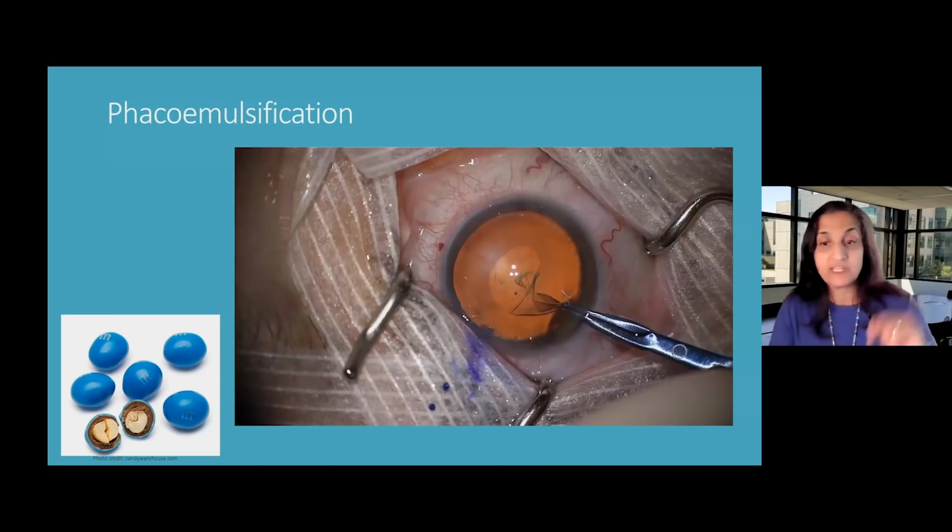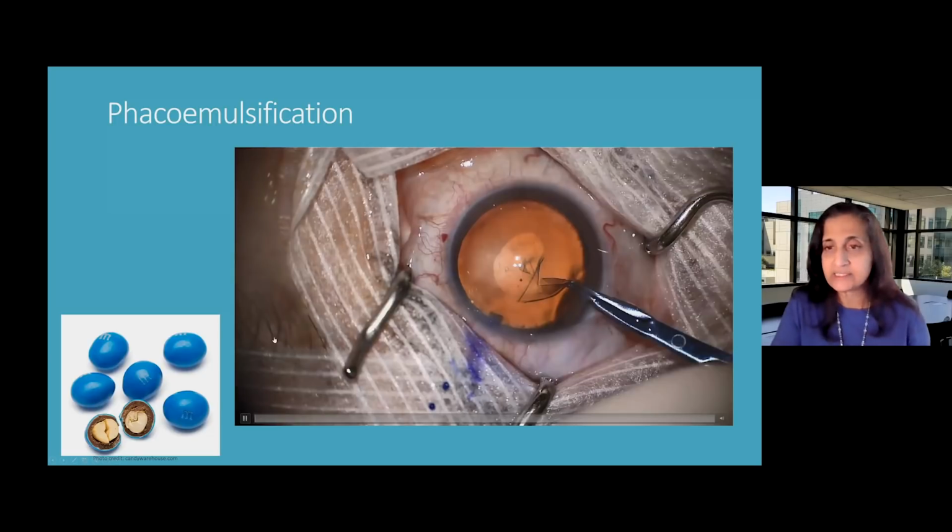Our goal is to peel a window, an opening in that hard candy coating, deliver ultrasound to that hard nut, aspirate it out, suck it out with vacuum, and then gently suck out the soft chocolate, leaving the hard candy coating intact to hold the lens implant that we put in. So let's look at that, and I'll tell you what's going on as the video plays.